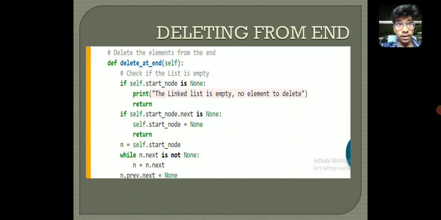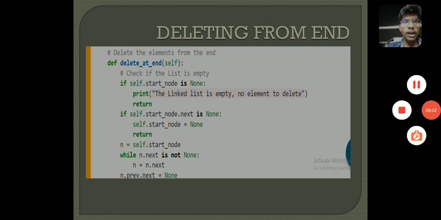First, we need to check whether the list is empty. Then we have to give the if condition: if self.start_node is None, then we have to print that the linked list is empty, no element to delete, and then return the function. If self.start_node.next is None, then self.start_node = None. Then we have to return the function again, and then we take an element n = self.start_node.